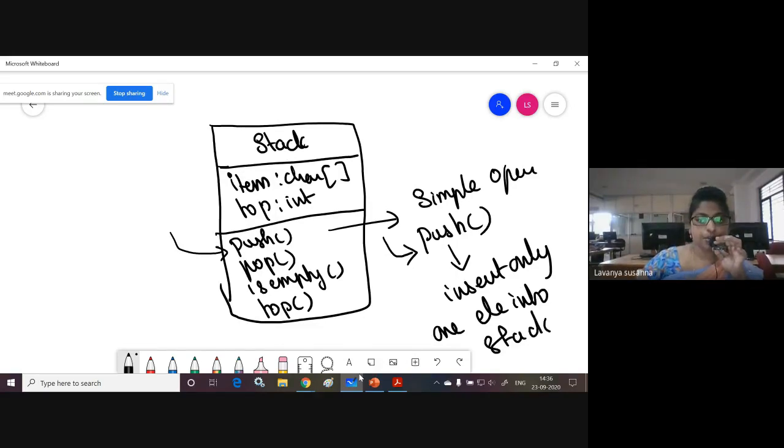If this push operation is inserting only one element into the stack, then it is called a primitive operation. First, you need to write the primitive operations, or implement these primitive operations. Later, you can implement more complex operations. Complex means this push operation is inserting like 10 elements, 100 elements, and so on. Okay, I hope you understood.